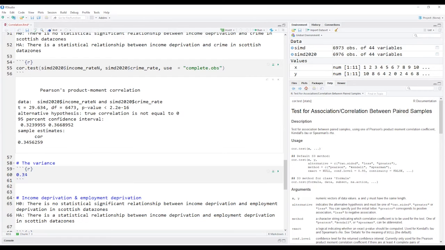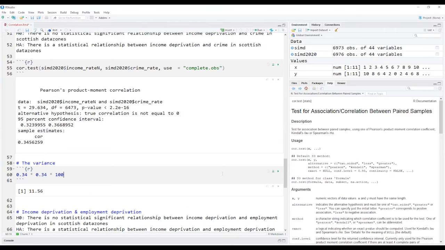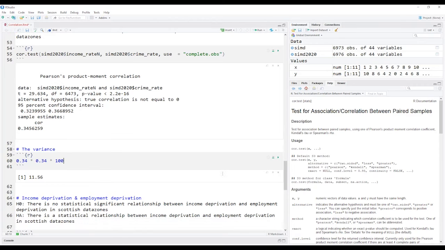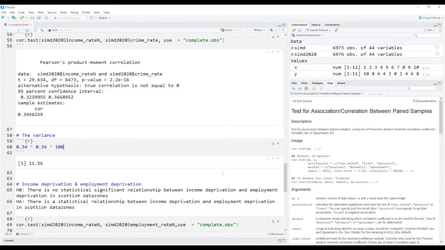Okay, so by knowing the coefficient is 0.34, we can square this to find out our R squared, or the variance. So we square this and times it by 100. This lets us quantify the amount of variance explained in our outcome variable from the predictor variable. So we have an R squared of 11.56. This means that we can infer that 11% of the variance in income deprivation is explained by crime.